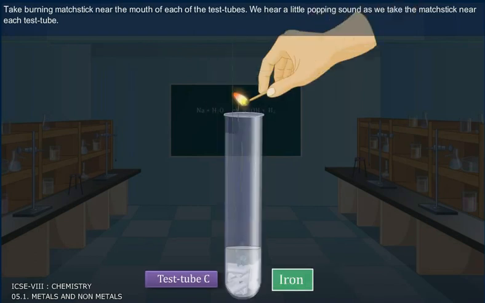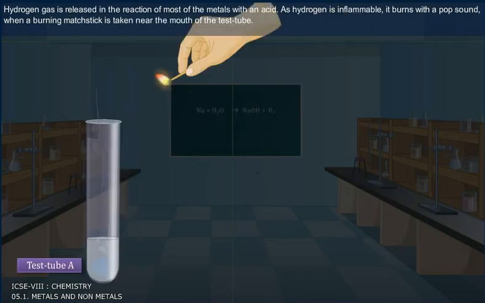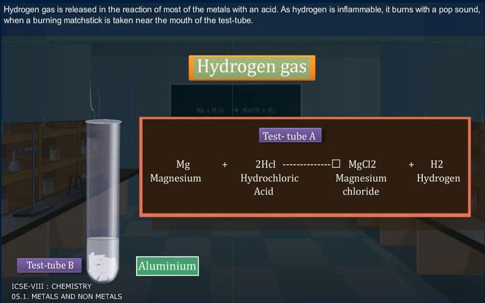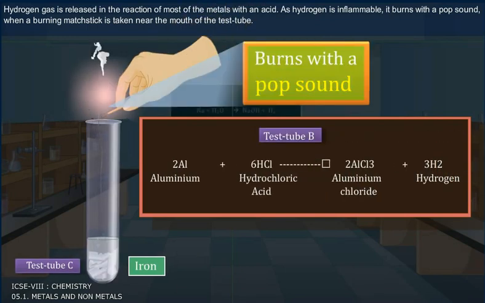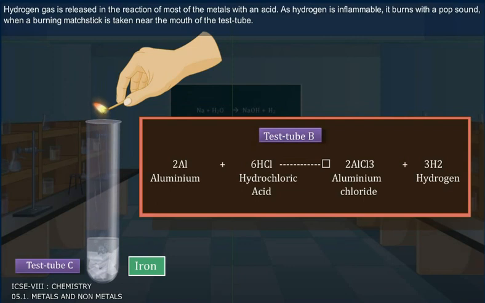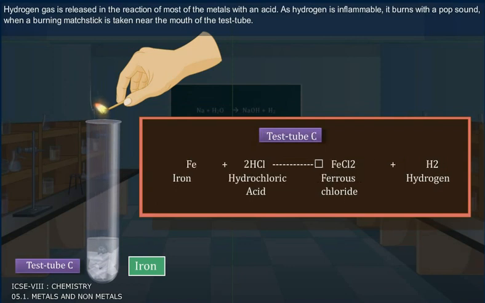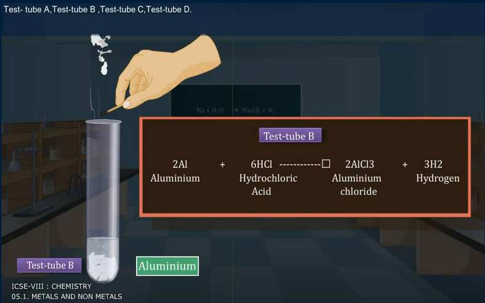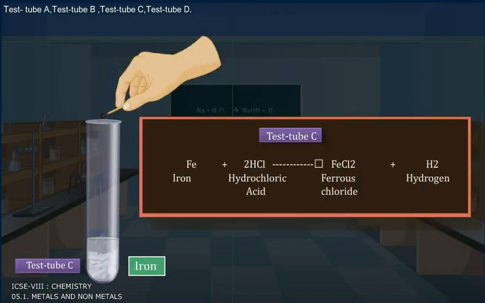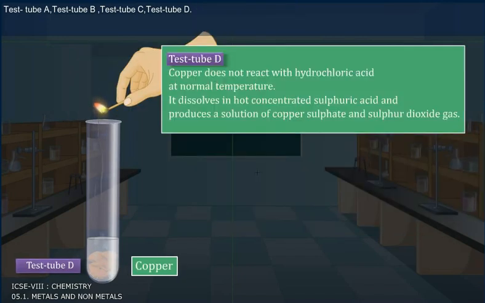We hear a little popping sound as we take the matchstick near each test tube. Hydrogen gas is released in the reaction of most of the metals with an acid. As hydrogen is inflammable, it burns with a pop sound when a burning matchstick is taken near the mouth of the test tube. Test tube A, test tube B, test tube C and test tube D.